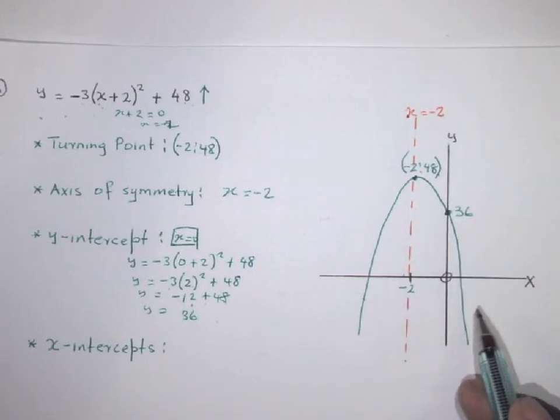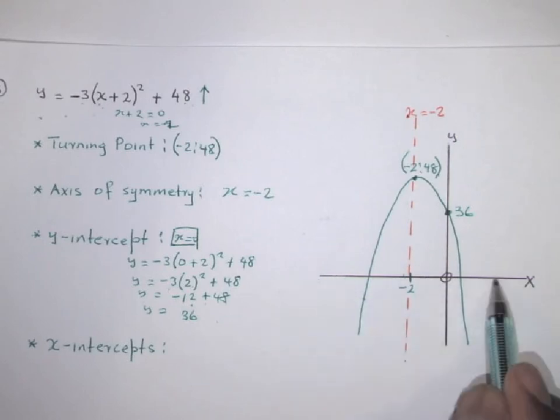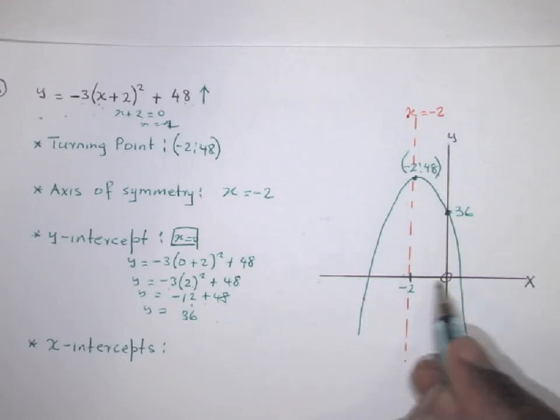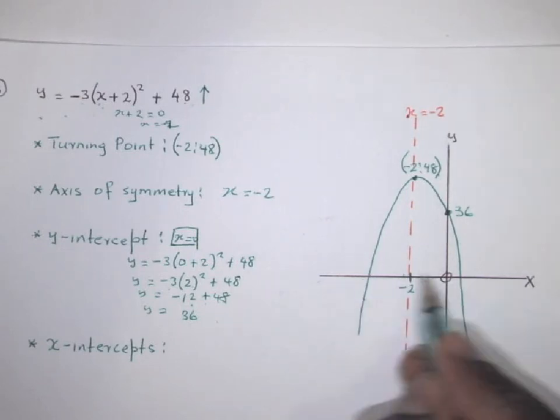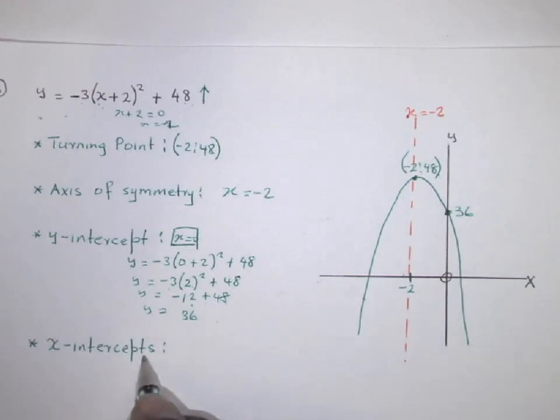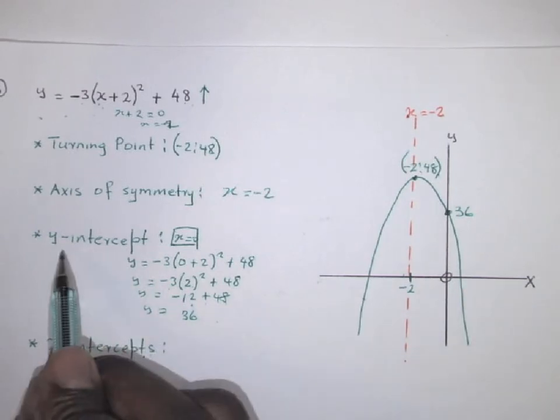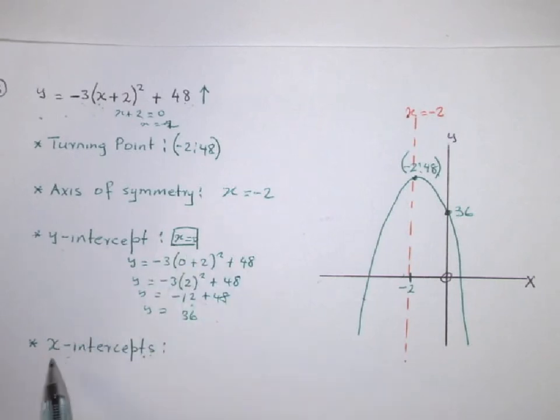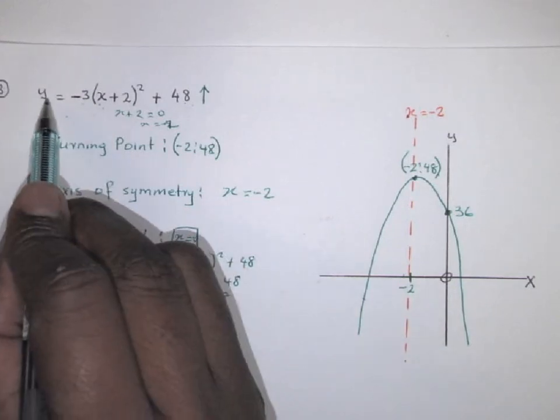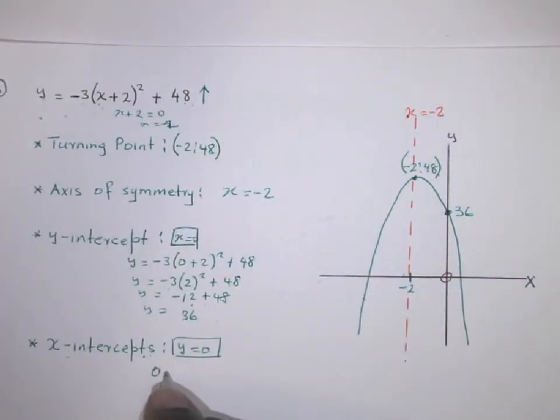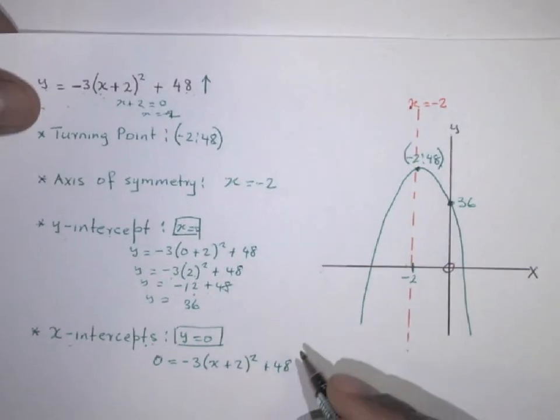Now the rule is, if the graph also cuts the x-axis, you must also find the values of x where it cuts the x-axis. We call those the x-intercepts. To find the y-intercept, we say x equals 0. To find the x-intercept, we make y equal to 0. So if I plug y equals 0 there, I have 0 equals minus 3 times (x plus 2) all squared plus 48, and then I can solve for x.